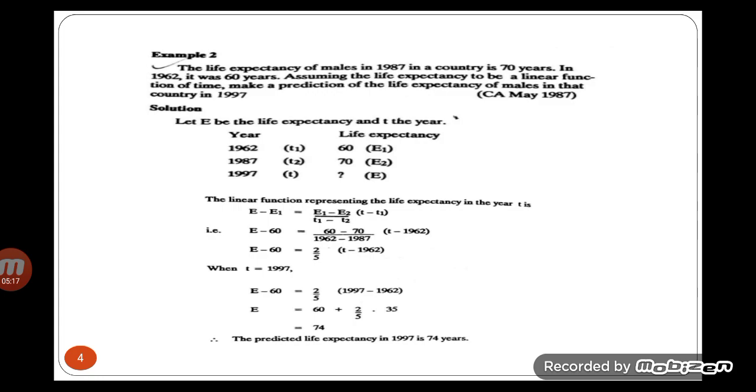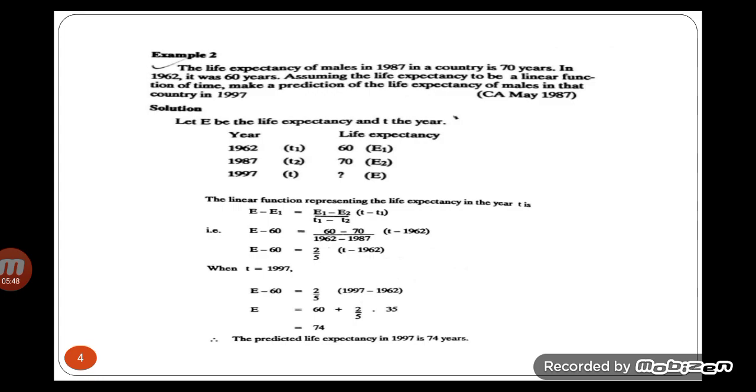My linear function is given as e minus e1, that is the unknown expectancy minus the first expectancy value, so e minus 60 equal to (e1 minus e2) by (t1 minus t2), that is (60 minus 70) by (1962 minus 1987), into (t minus 1962). If we solve this, we will get the equation e minus 60 equal to 2 by 5 into (t minus 1962).